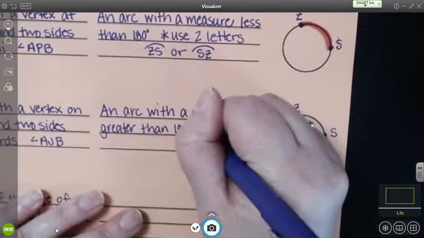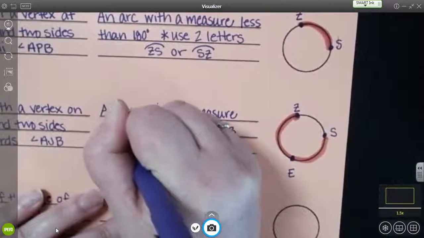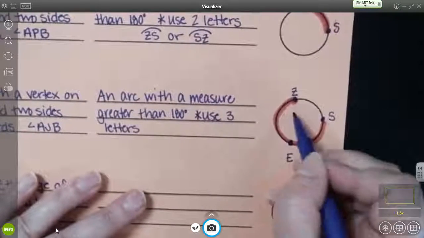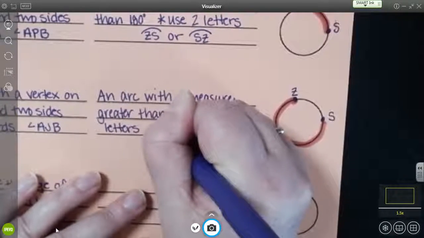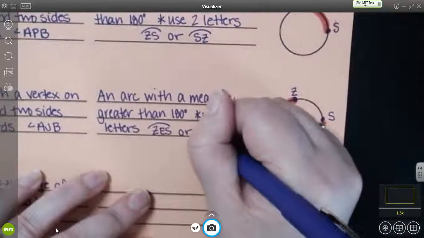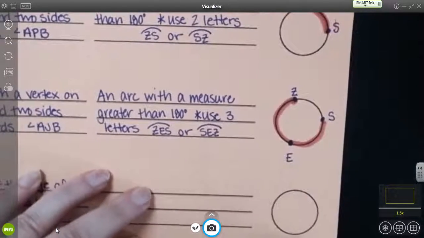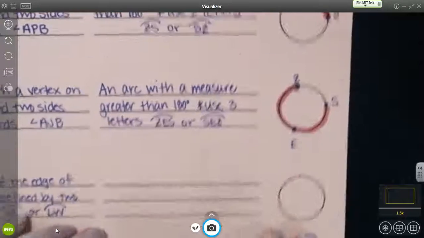So with a major arc, we have to use 3 letters. So there are two different ways we can name this major arc. One of them is arc ZES, or we can call it SEZ. Okay. So are we okay with the difference between minor arc and major arc? Okay. Last one is a semicircle.